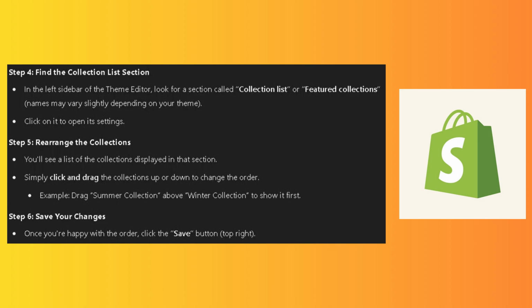Rearrange the collection. You'll see a list of the collections displayed in that section. Simply drag and drop the collection up or down to change its order. For example, drag Summer Collection above Winter Collection so it will show first on your Shopify store.